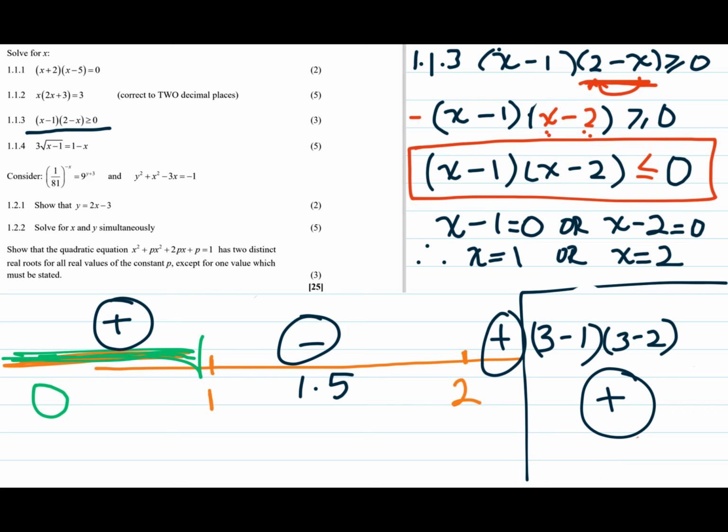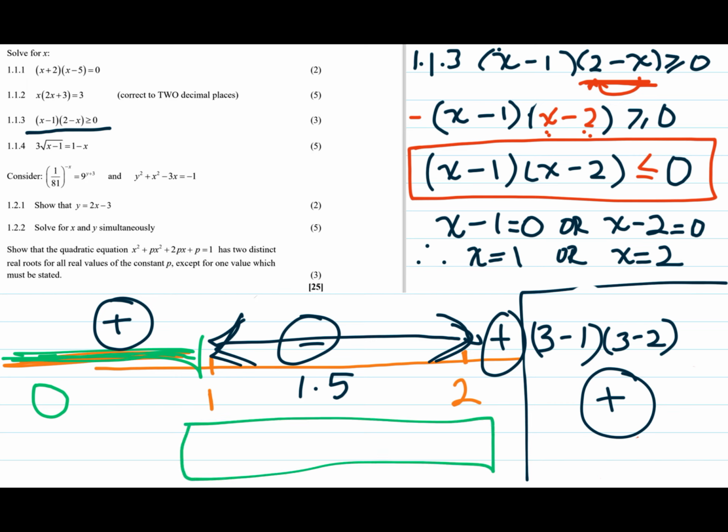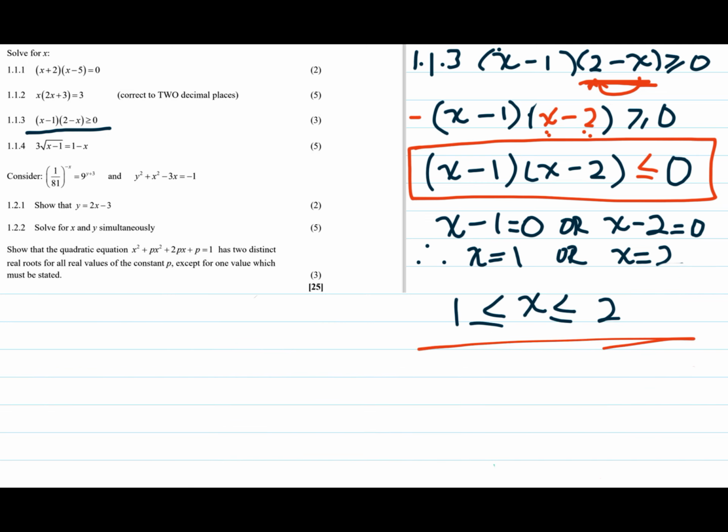And remember, we want where this equation is less than or equal to 0, which is between 1 and 2. So between this interval, this is where our answer is going to be. So when we write that down, we're going to have x between this interval of 1 and 2. So this is the final answer. Okay, so that is the final answer.